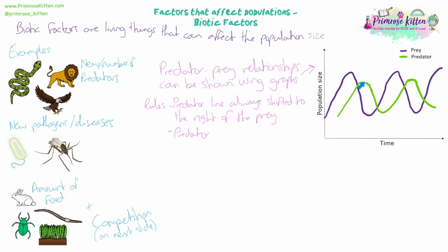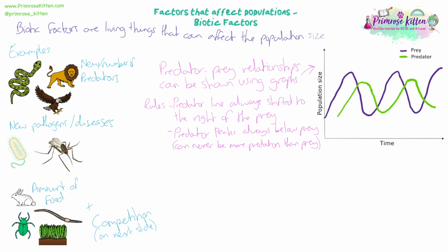And you'll also notice that the peaks of my predator lines are always below the peaks of my prey lines, and that's simply because there can never be more predators than prey, because if they completely ran out of food, they completely ate everything, then they wouldn't be able to survive. So we can't have more predators than prey, so the peaks have to be below every single time. So shifted to the right and below. Occasionally you could be asked to draw an extra line on a graph, but those are the rules. That's how you would sketch one of these graphs.